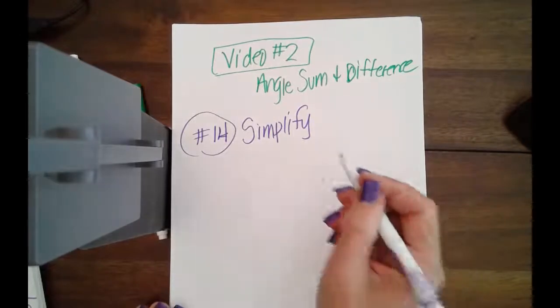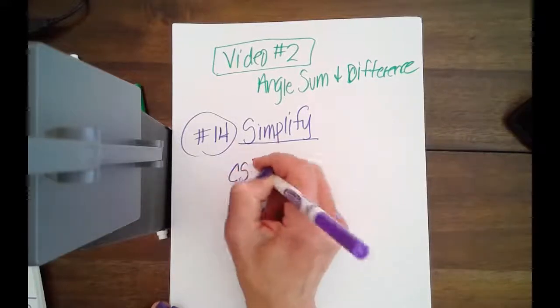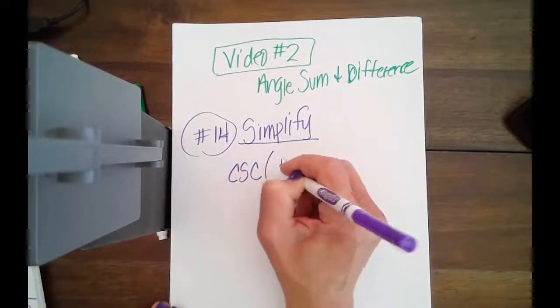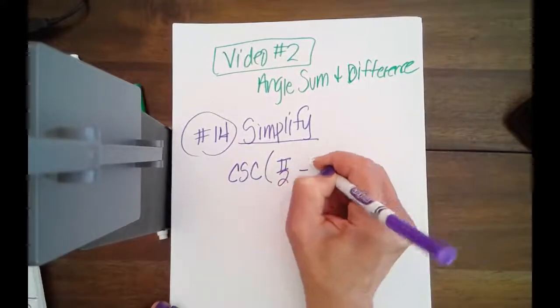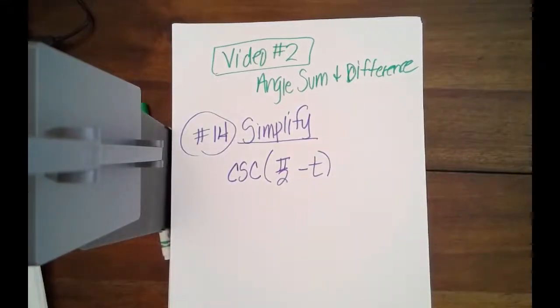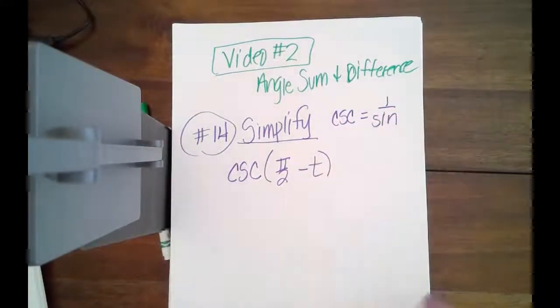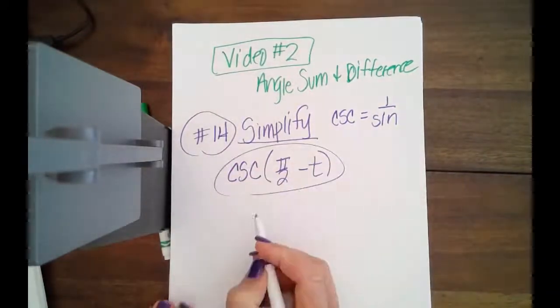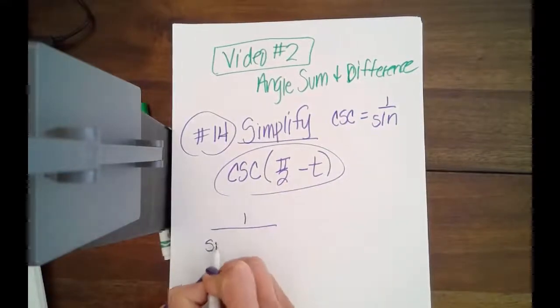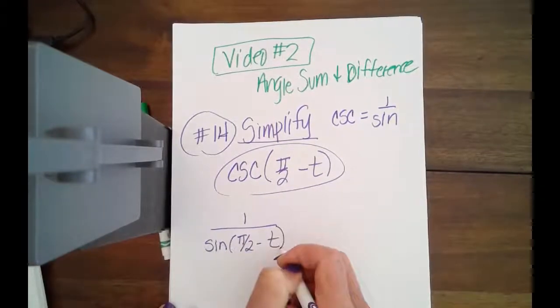Okay, number 14, it says just simplify. This one's a little different, but nothing we can't handle, because we do not have formulas for the angle sum and difference that deal with the cofunctions, the reciprocal functions. So we're just going to have to convert it to something we can use. I know for a fact that cosecant is equal to 1 over sine. So this is now equal to 1 over the sine of pi over 2 minus little angle t.